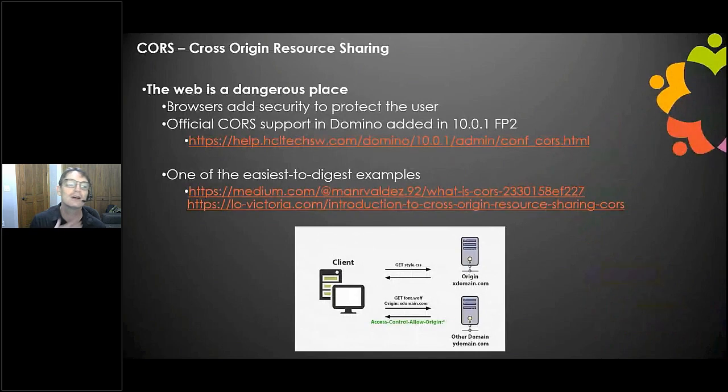So we have cross-origin resource sharing. The first thing I'll say here is the web is a scary thing. Every single thing that's ever been created for the good of mankind has been bastardized by the awful people of the world to do awful stuff. And the web browser is no different. SMTP is no different. Anything that's ever come along has been used for things it was not supposed to be used for. So the browser is one of them.